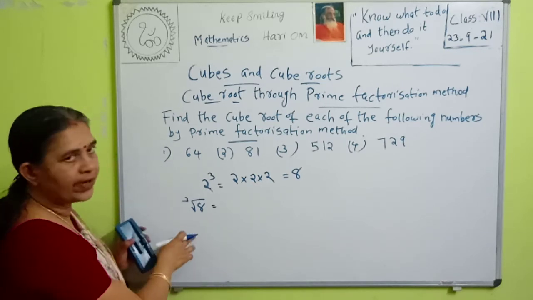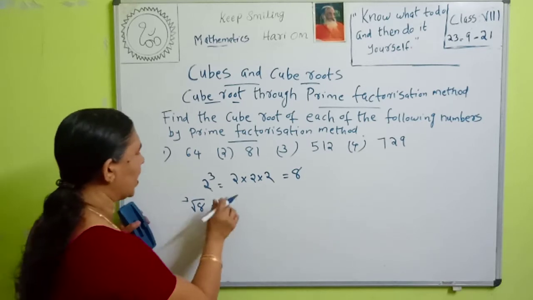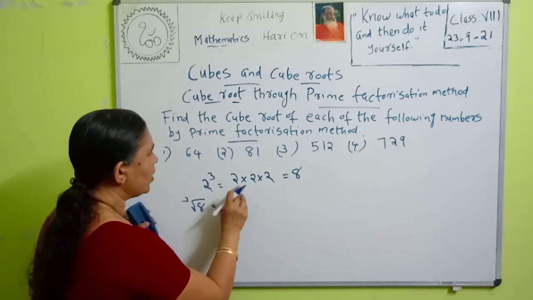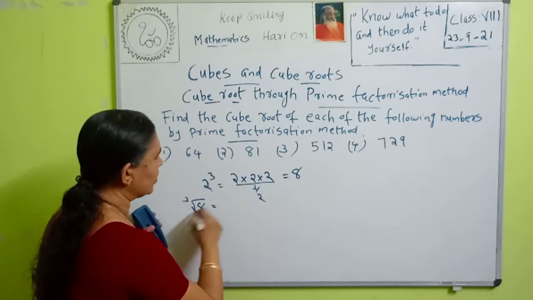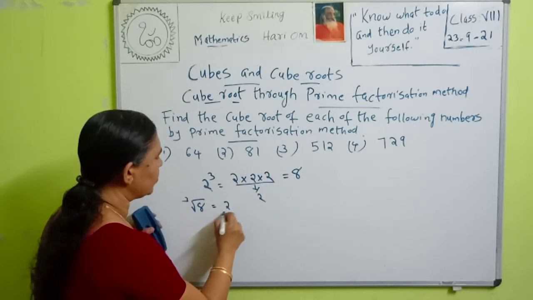What is the cube root of 8? 8 is equal to 2 into 2 into 2, then you take 1 from here, 2. That is the cube root of 8. It is equal to 2.